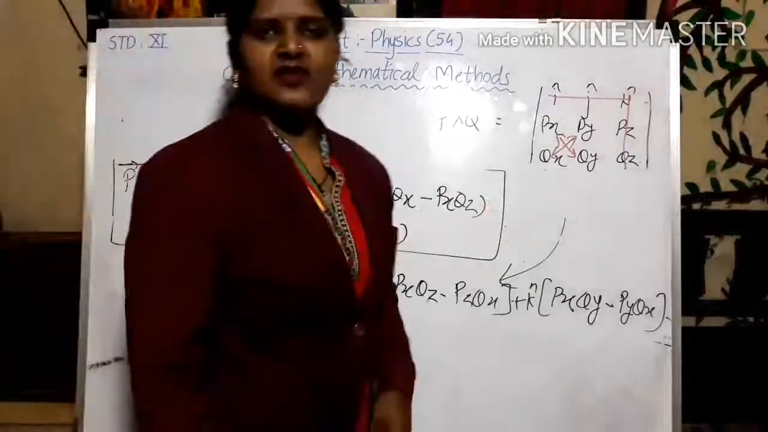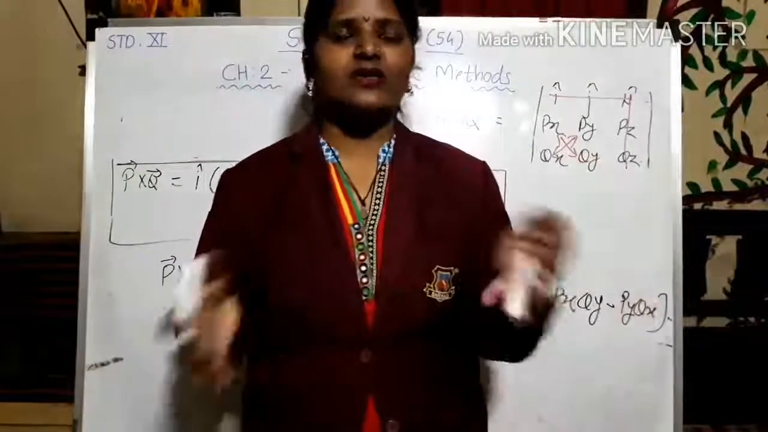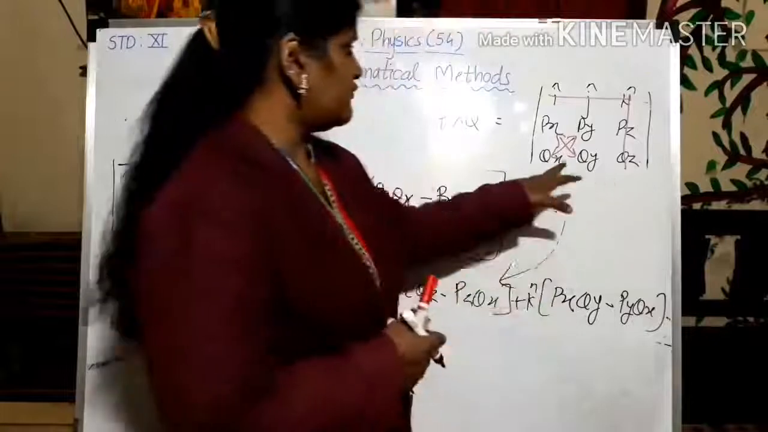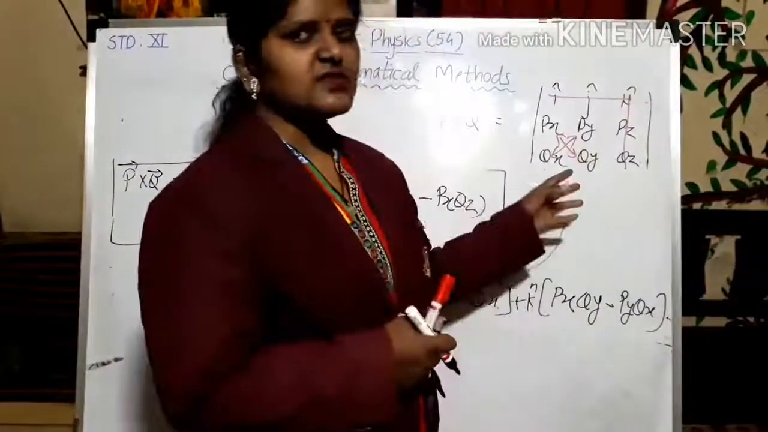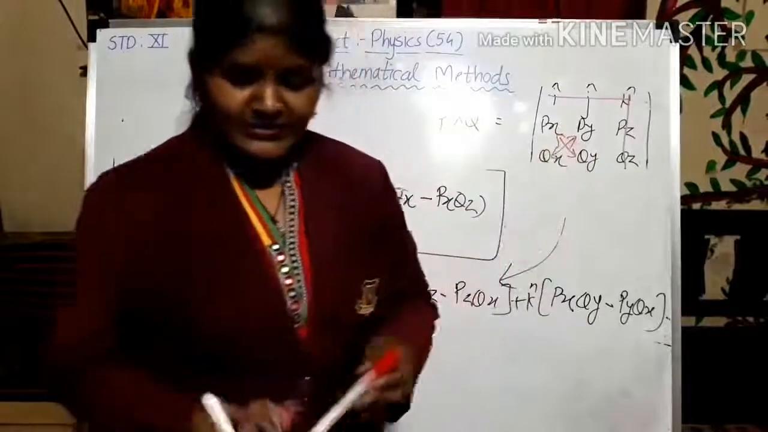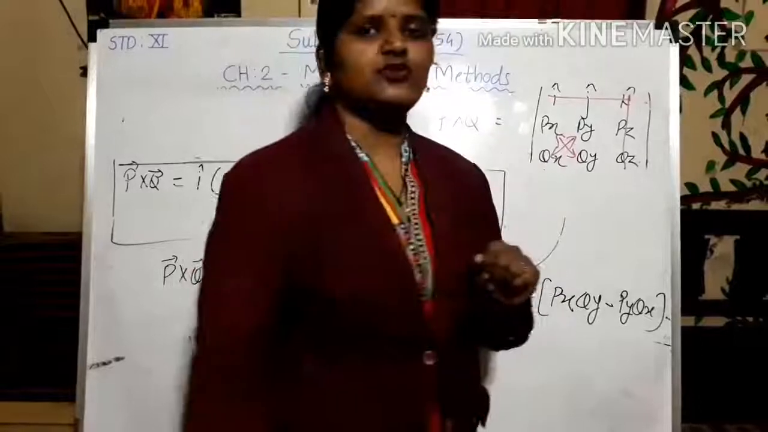So this is the easier one, right? So you don't need to remember all the things, Px Qy, Qy Qz. No. You just have to remember this determinant and how to solve this. Okay, very easy method to remember. Now the next characteristic is actually related to this.